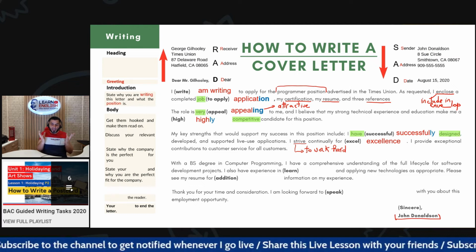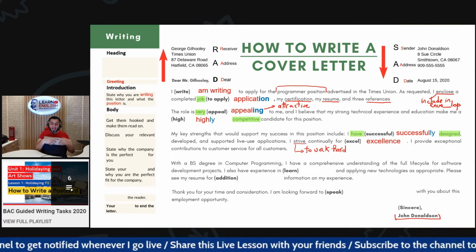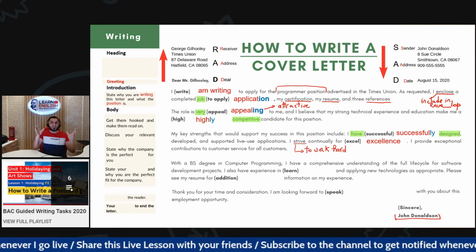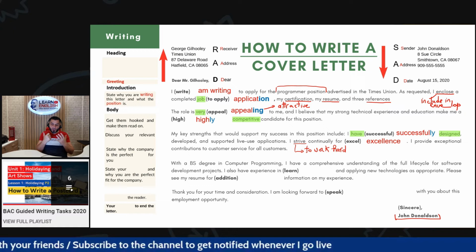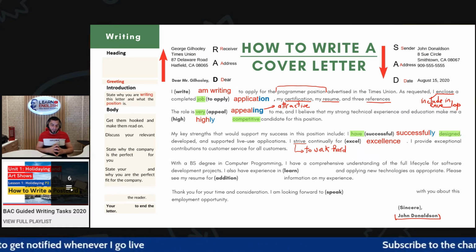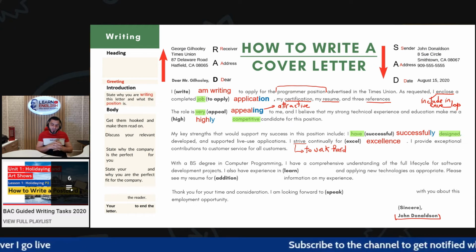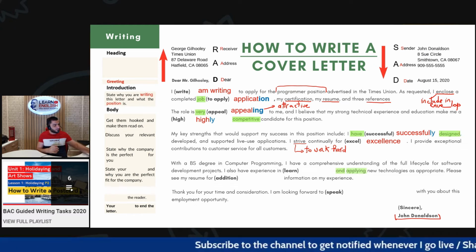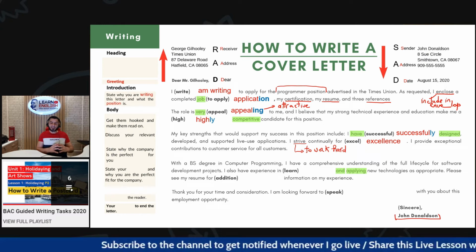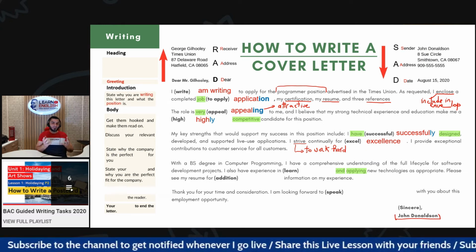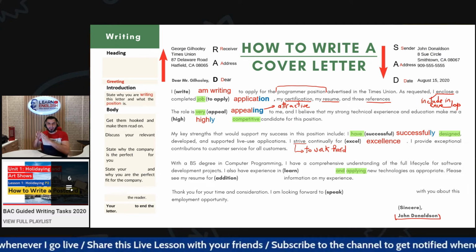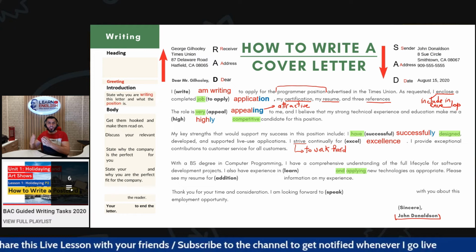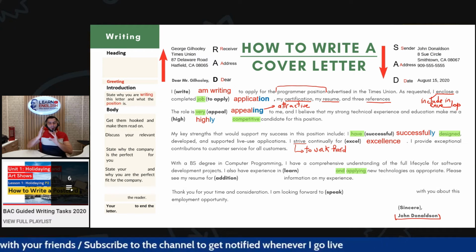Understanding. I have a comprehensive understanding. It means I have an understanding that covers different areas, a wide scope, of the full life cycle for software development projects. I also have experience in learning and applying. So "and" is an indicator here. What do we have after "and"? We have the gerund form, applying, verb plus ing.